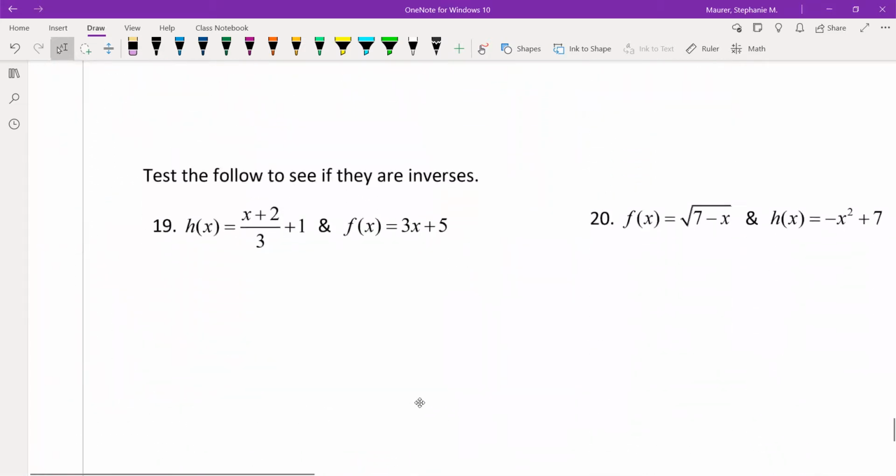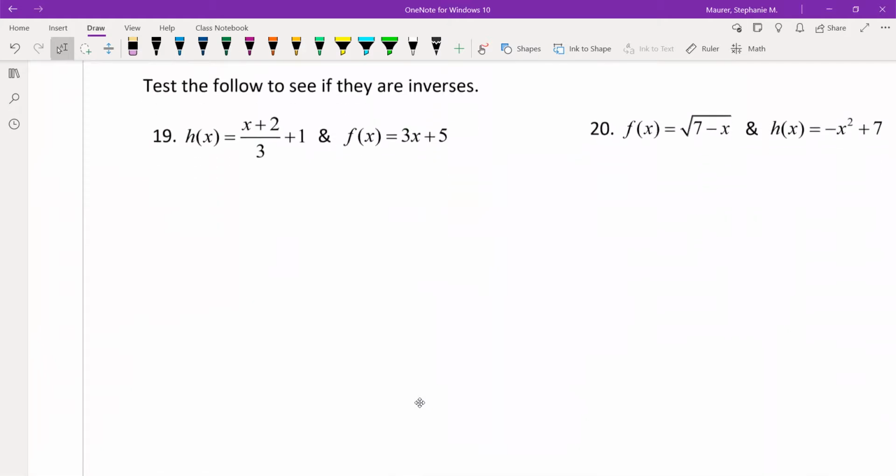then solving for y. To determine if something is an inverse, we actually learned 2 methods to doing this. And I'm not going to go through them in full detail. If you need more detail, go to your notes. But option number 1 is to do composition. So you could compose the h with the f or f with h. Either's fine, one or the other or both. If your answer is just an x, then it's an inverse.